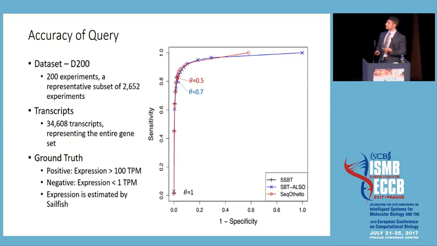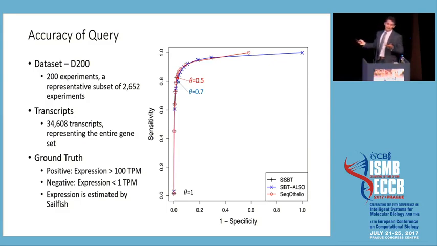First, we can talk about the accuracy with an ROC curve. This was done on a sampling of the 2,600 experiments. Basically, we queried 34,000 transcripts representing the entire gene set. Positive transcripts were taken using Sailfish. We estimated the TPM, and if it was over 100, this was taken as a positive transcript. And negative transcripts were taken as being less than 1 TPM.